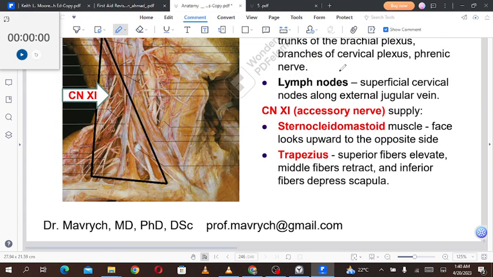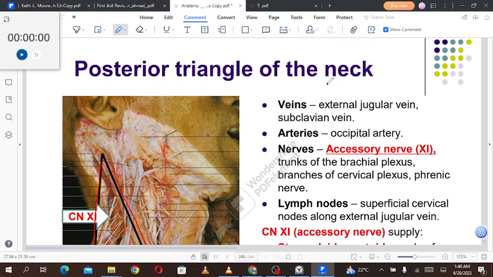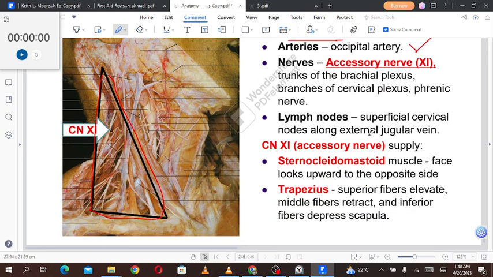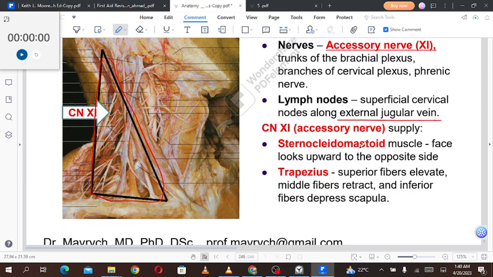The posterior triangle of the neck. This triangle is called the posterior triangle of the neck. In the posterior triangle, the veins are the external jugular vein and the subclavian vein. The artery is the occipital artery. Nerves include the accessory nerve, cranial nerve 11, the trunks of the brachial plexus, branches of the cervical plexus, and the phrenic nerve. Lymph nodes include the superficial cervical nodes along the external jugular vein.